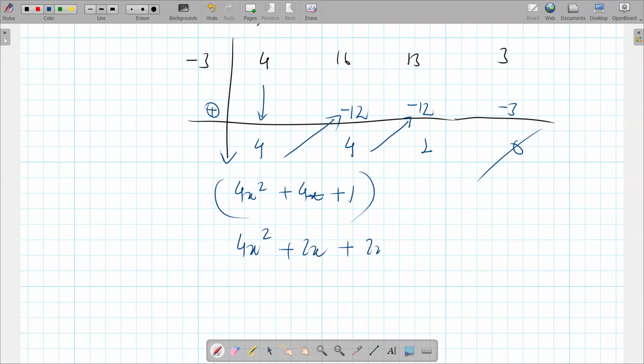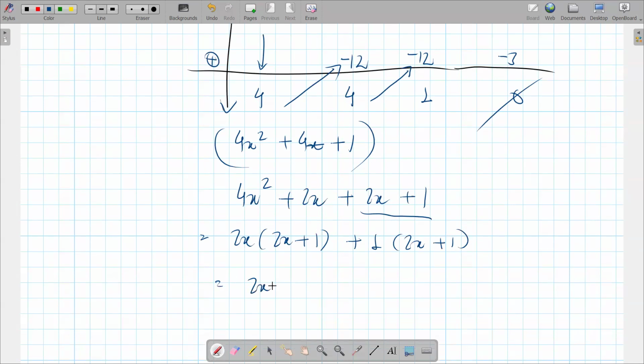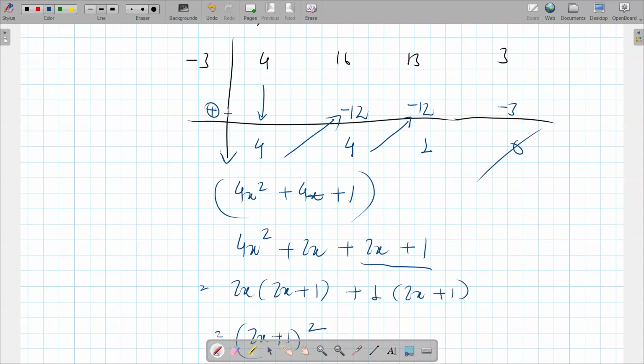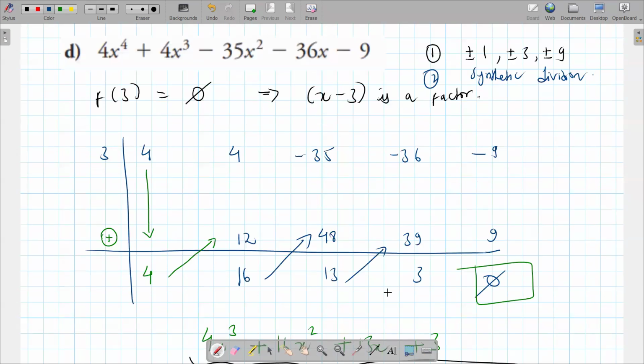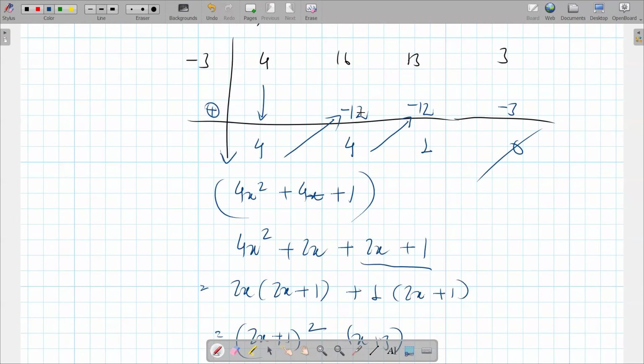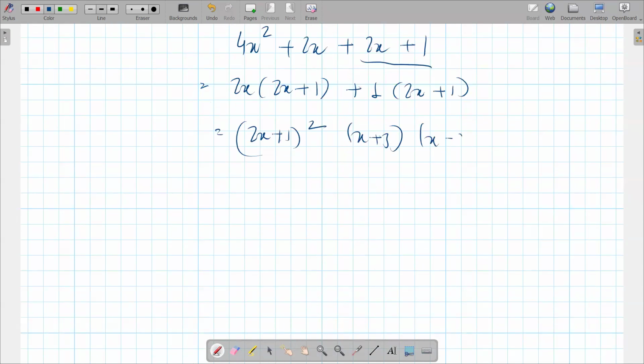2x and 2x. From the first two, you can pull out a 2x, you're left with 2x plus 1. From the next two terms, you can only pull out a 1, and you're left with 2x plus 1. So that entire thing is 2x plus 1 squared. And then our initial divisor was x plus 3. And that's going to be the final answer here.